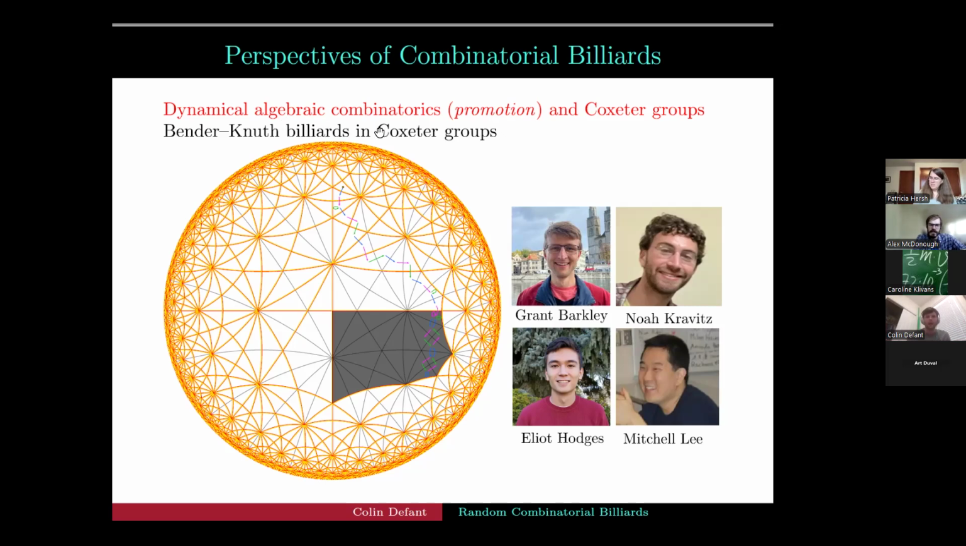And in this paper, which is joint with Grant Barkley, Elliot Hodges, Noah Kravitz, and Mitchell Lee, we realized that you could actually think of promotion as a combinatorial billiard system. There's a specific way that you can think of it that way. And so that got us interested in thinking about more general combinatorial billiard systems like the one that I'm showing here. And we were trying to classify Coxeter groups according to the behaviors of certain billiard systems living inside of them.